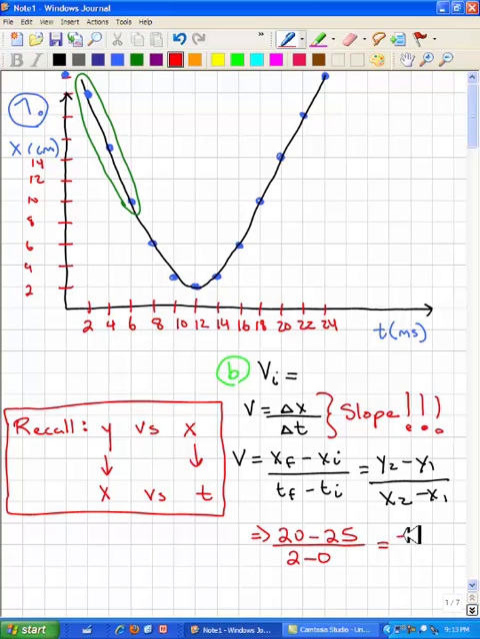That is negative 5 over 2, or negative 2.5 centimeters per millisecond, which equals negative 25 meters per second. That was it for that part.